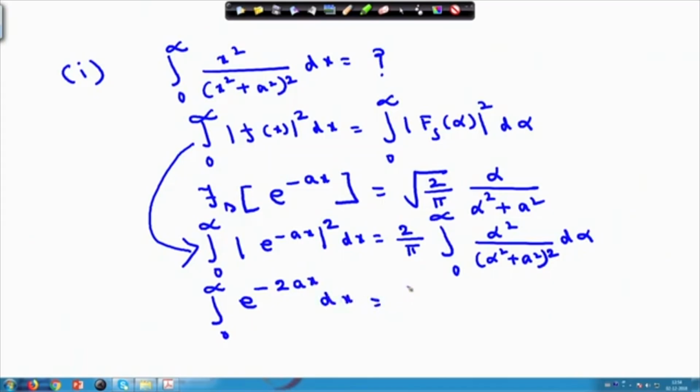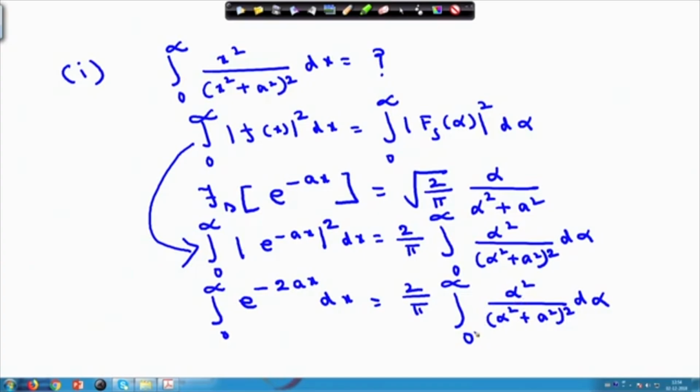This equals 2 by pi, integral 0 to infinity, alpha square by alpha square plus a square whole square, d alpha. So, once I am getting this, the parameter here is alpha. This parameter alpha I can replace by x, because I can make it any other parameter.